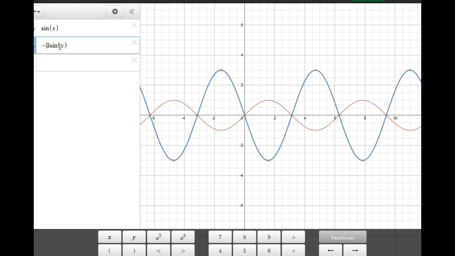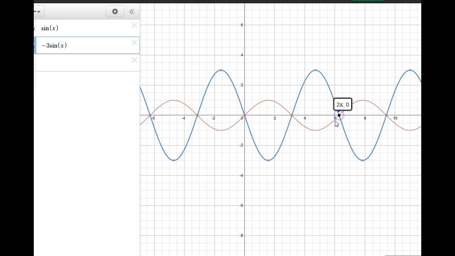The period in this case, we talked about it being 2 pi over omega. Omega is the coefficient of x, or whatever your angle is in there. So in this case, it's just 2 pi over 1. And you can see that both of these graphs complete one full cycle after 2 pi radians, okay?